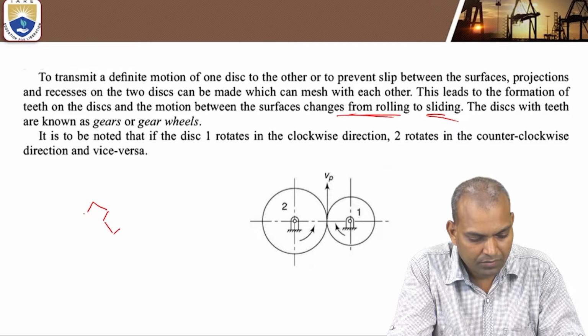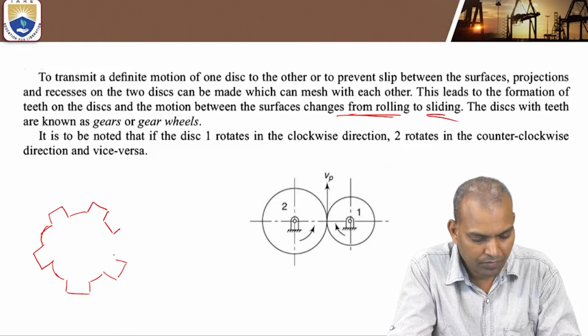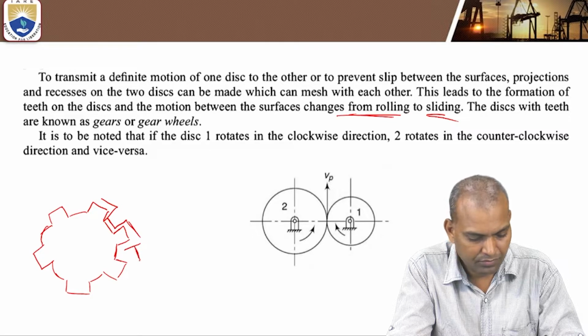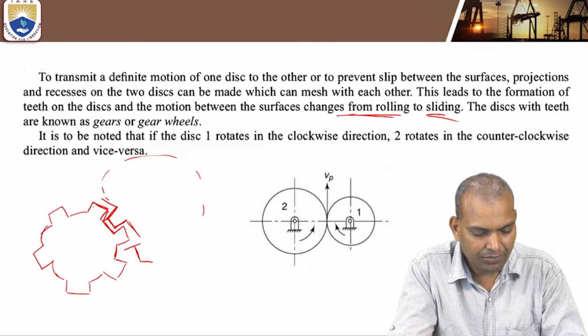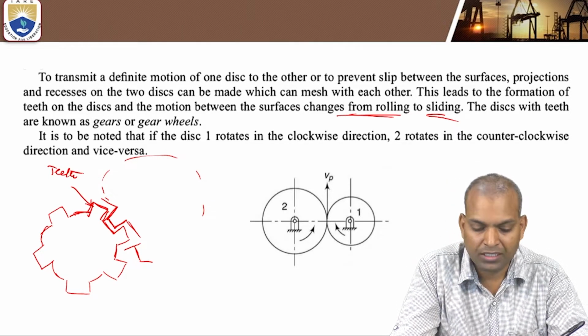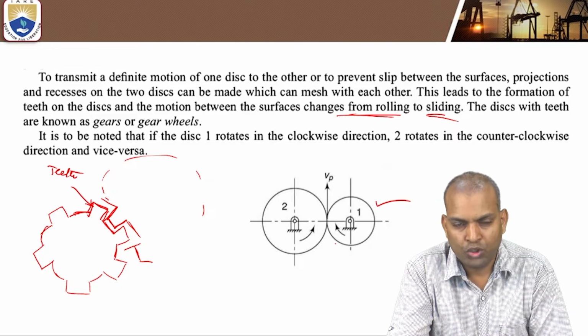We can see it here. Another wheel has teeth, and the teeth mesh with each other on the surface. So these two teeth are meshing. These recesses on the friction wheel are known as teeth. Gears consist of teeth to prevent slipping. Now, in this figure, the motion takes place from wheel 1 to wheel 2 due to rolling.